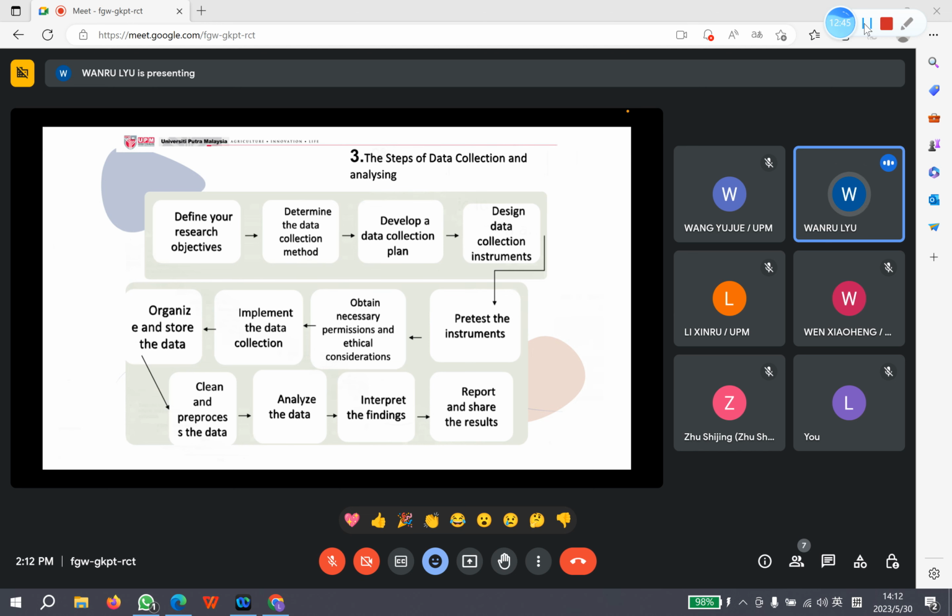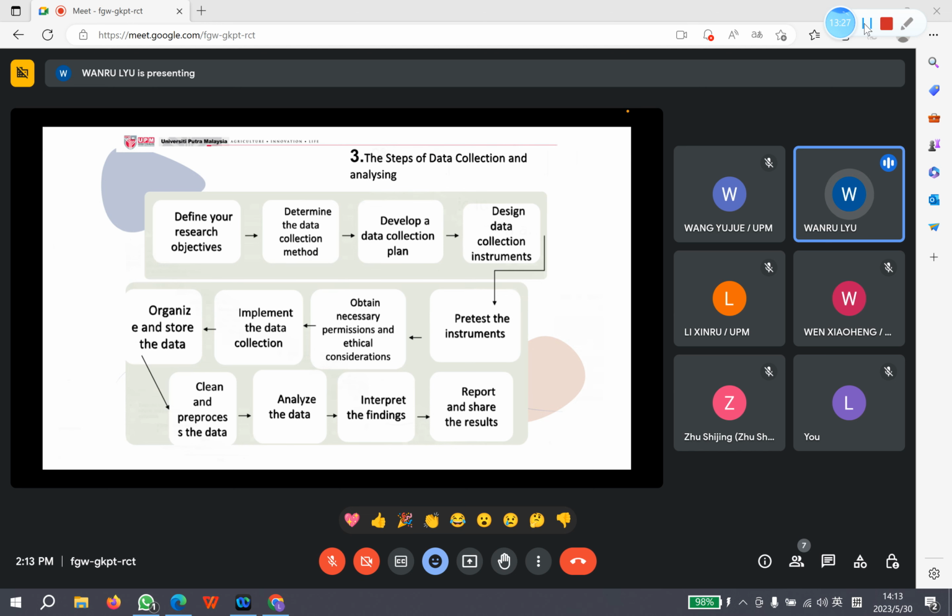Then implement the data collection. Just carry out the planned data collection activities. After that, organize and store the data. You can create a system to organize and store your collected data. This can involve, for example, digital files, databases, or physical records. After that, clean and pre-process the data. Pre-process the data as necessary, such as coding qualitative data and transforming variables for quantitative data analysis. Finally, analyze the data and interpret the findings, then report and share the results.